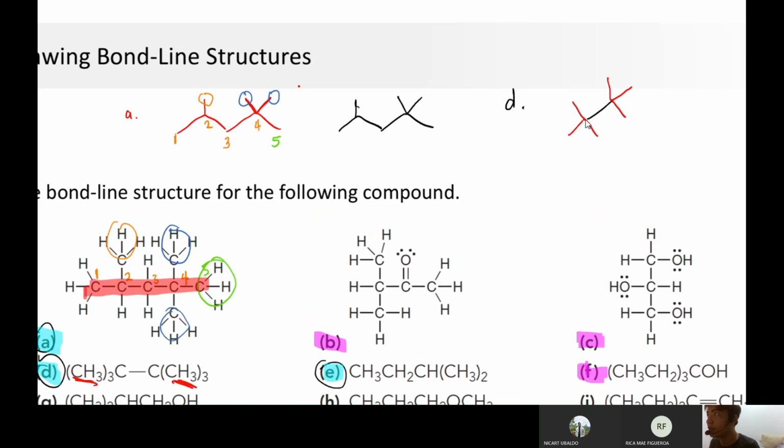So, ayan. Ibig sabihin, sa carbon na to, may tatlong CH3. Sa carbon na yon, may tatlong CH3 again. Okay.